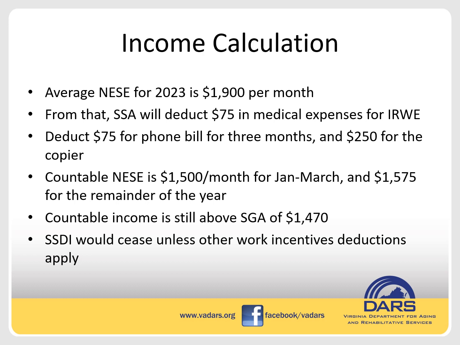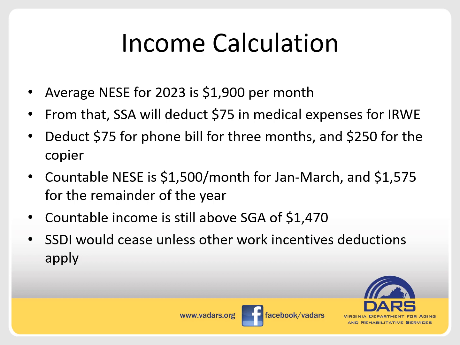So her countable net earnings from self-employment is $1,500 a month for January through March. Again, it's the $1,900. Subtract the $75 for the IRWI copays. Subtract $75 for the phone bill and $250 for the copier. That's how I got the countable NESC of $1,500 for the first 3 months of 2023.